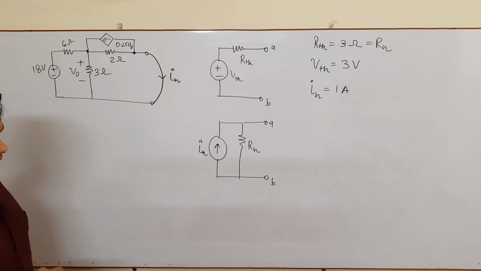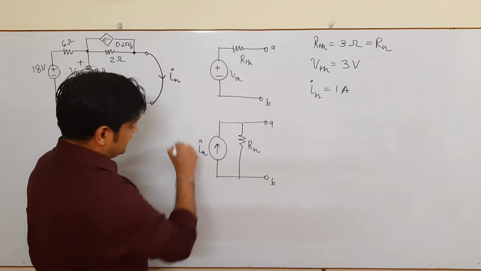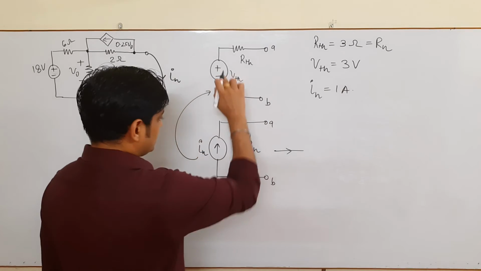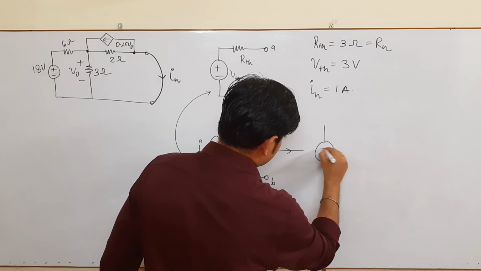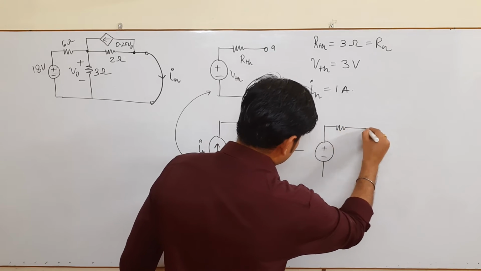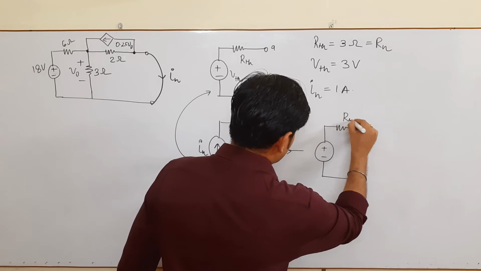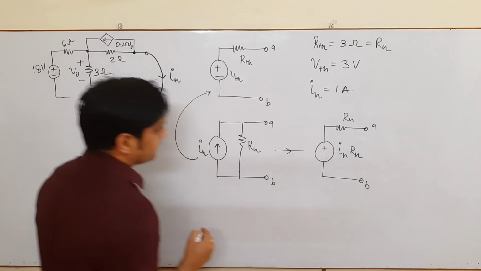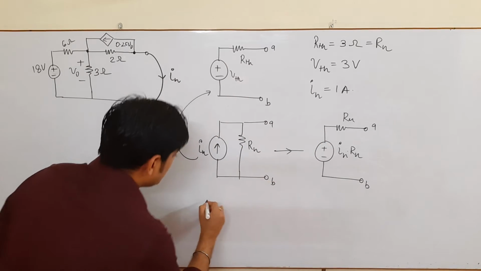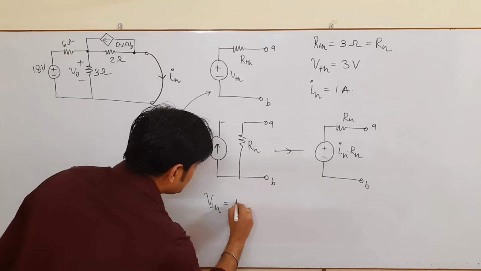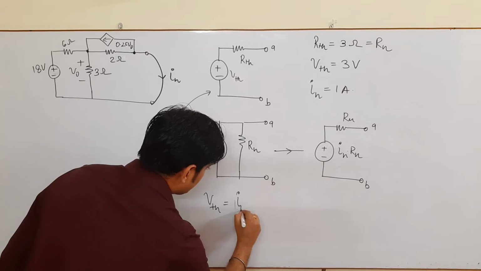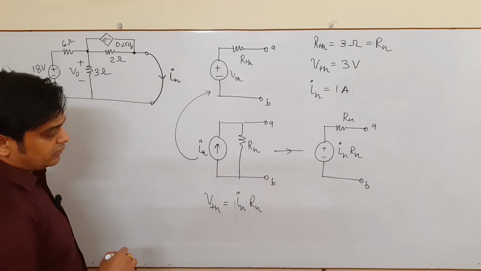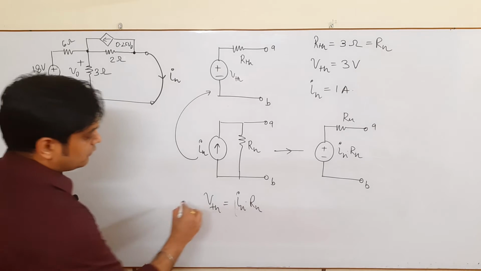Okay, so if you see, if I convert into source transformation here, it looks like this. How? This will be your voltage source, and this is your RN, and this is your IN into RN. Again, this is your terminal AB. Now if you compare this, you can say that VTH is what? Basically VTH is your IN into RN.